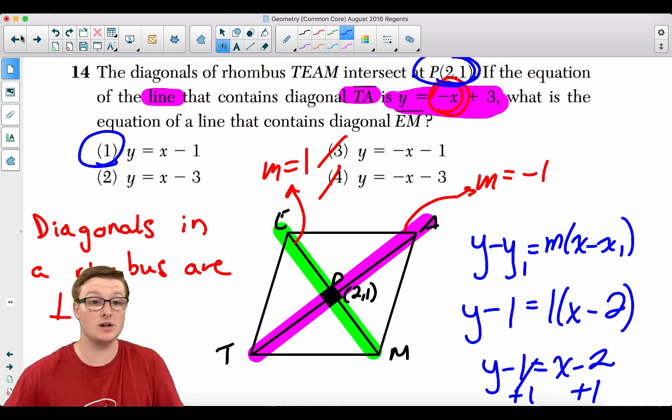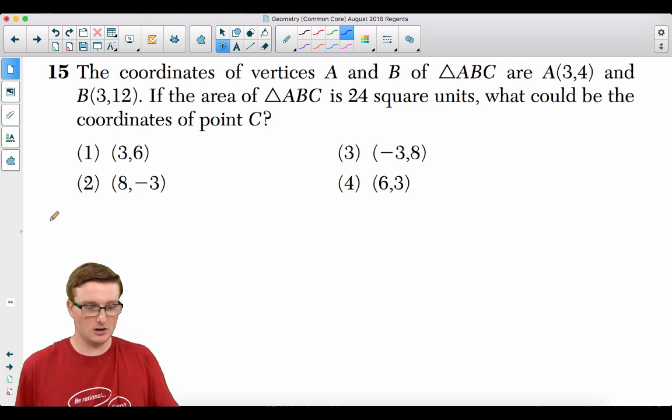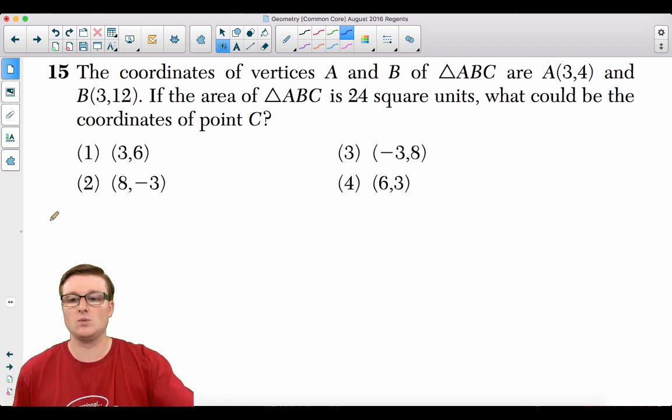All right, cool. Moving on to number 15. The coordinates of vertices A and B of triangle ABC are (3, 4) and (3, 12). If the area of triangle ABC is 24 square units, what could be the coordinates of point C?